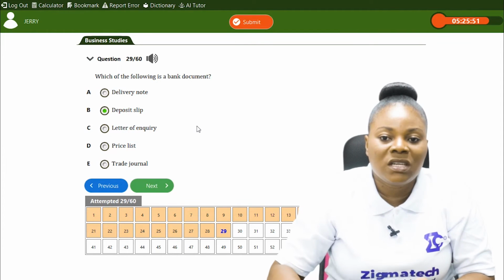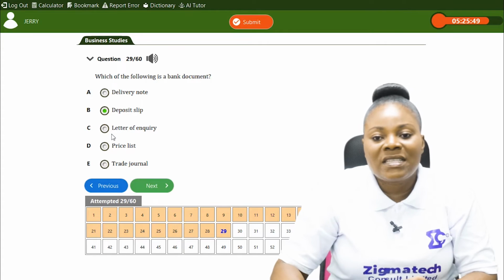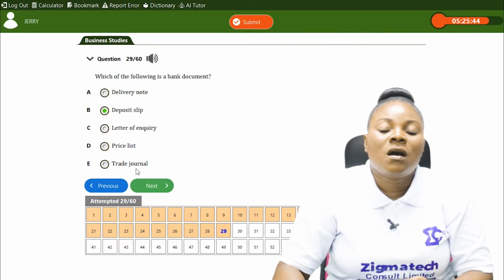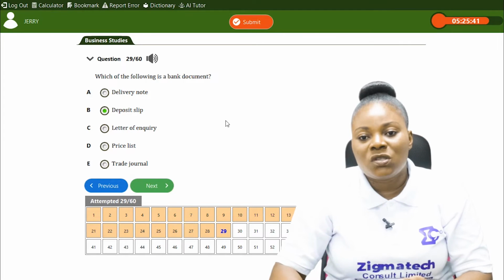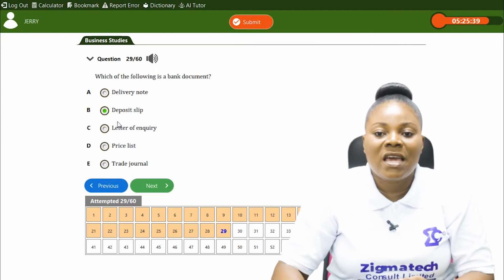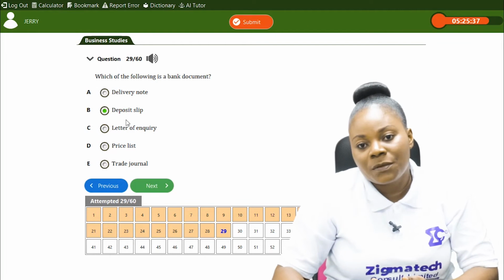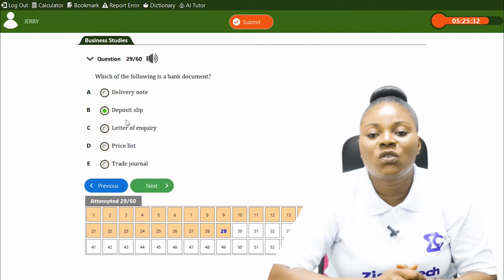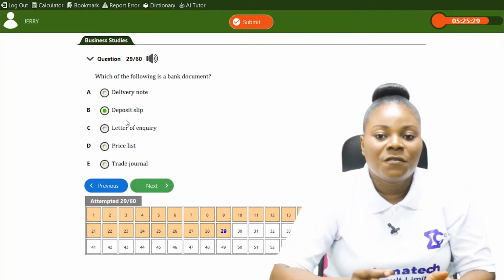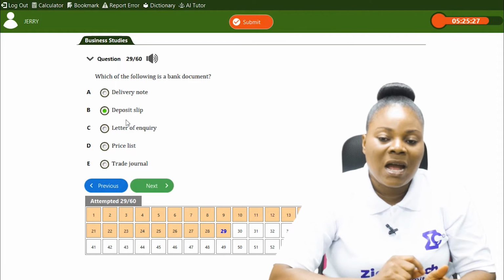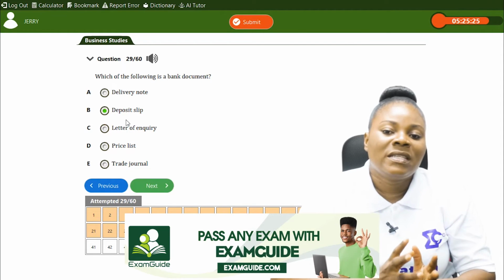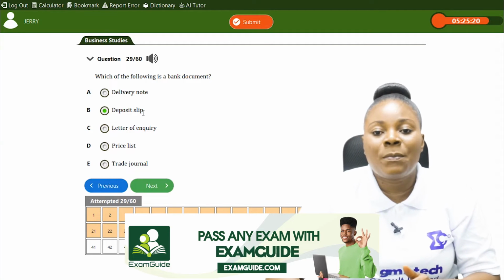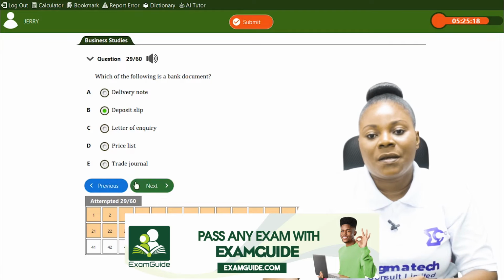All the other ones, your delivery note is a source document, your letter of inquiry is a source document, your price list, your journal is a book of original entry. So the only document used in a bank here is the deposit slip. Like I said, it is used to keep money or to lodge money into a bank account. You fill in your name, the account you want the money to go into, the amount in words and in figures, everything is detailed on the deposit slip in the bank.